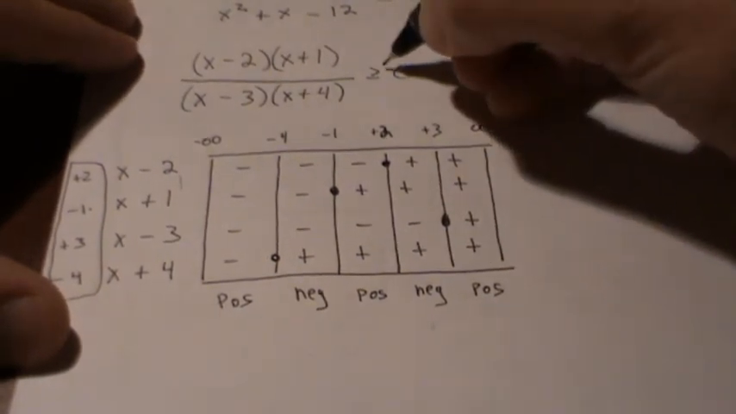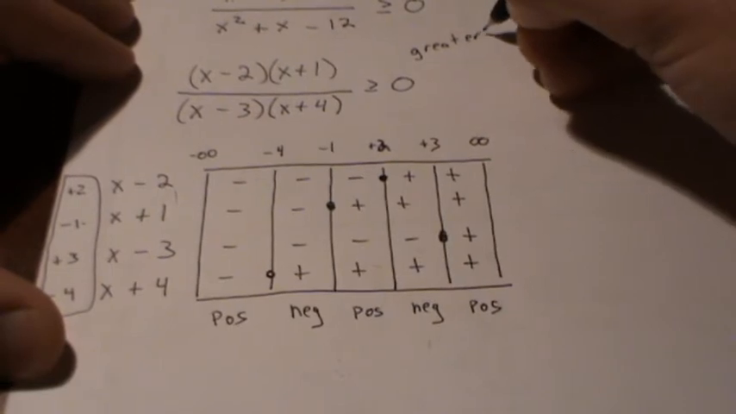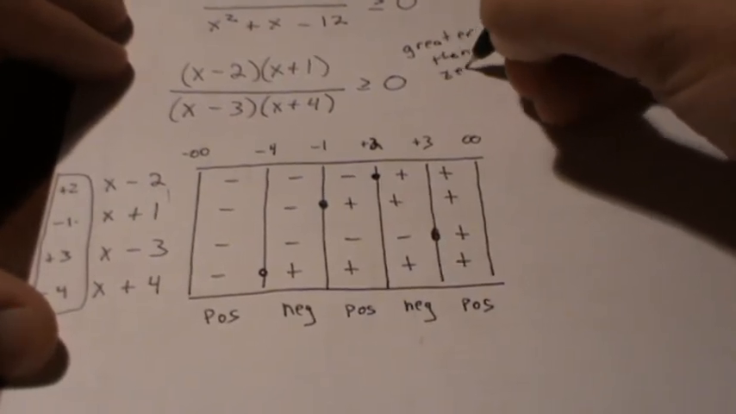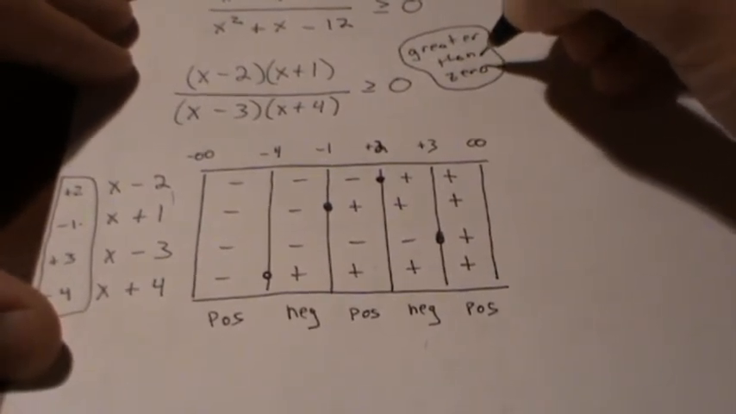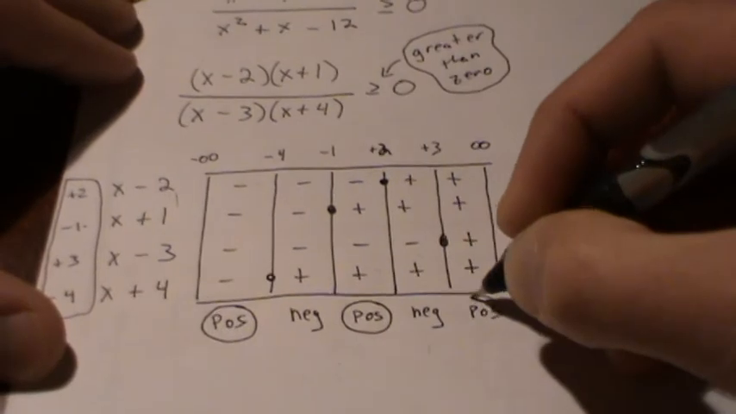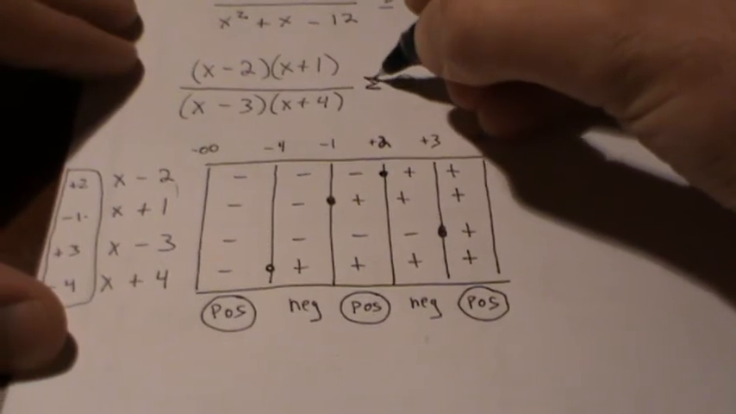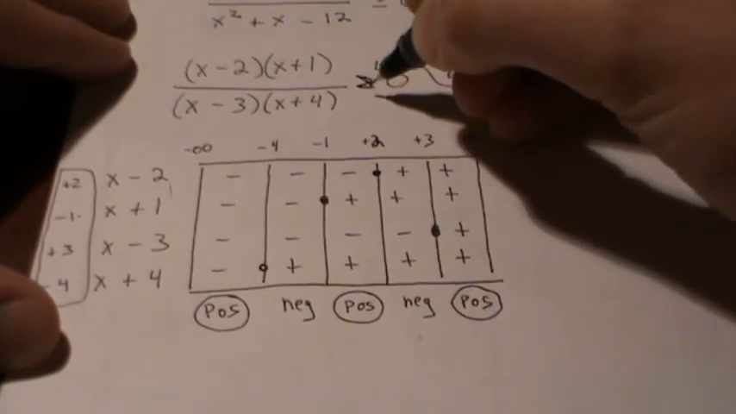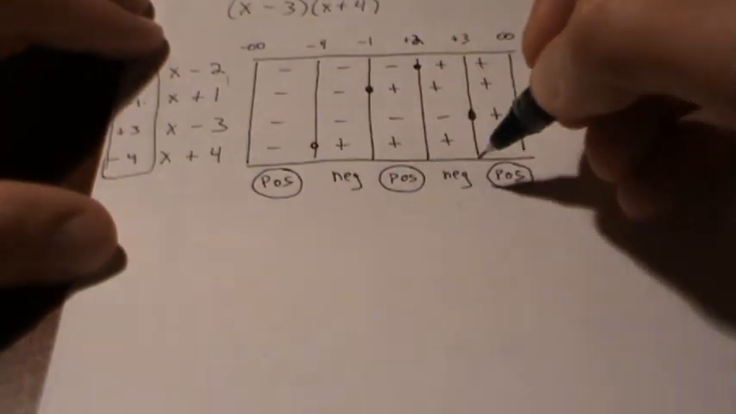Now we look back up here. Since I'm interested in when it is greater than 0, I'm interested in the positives. I'm interested in when it's positive. Remember, because it has the equal sign as well, greater than or equal to, I'm going to also have equals in my result. So let's now transfer this information here, here, and here into the final answer.